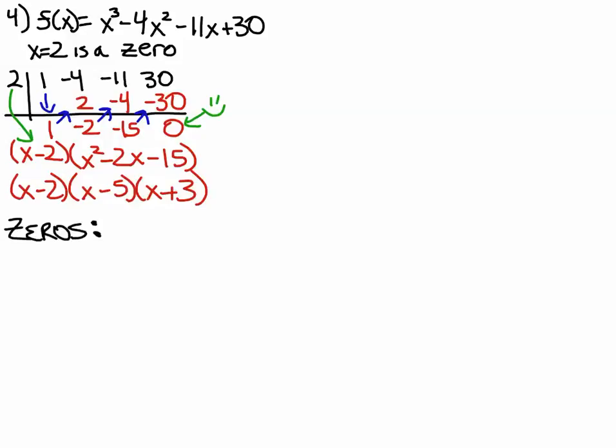Our zeros are 2. That comes from the first factor. 5. That comes from the second factor. And -3. That comes from the third factor.